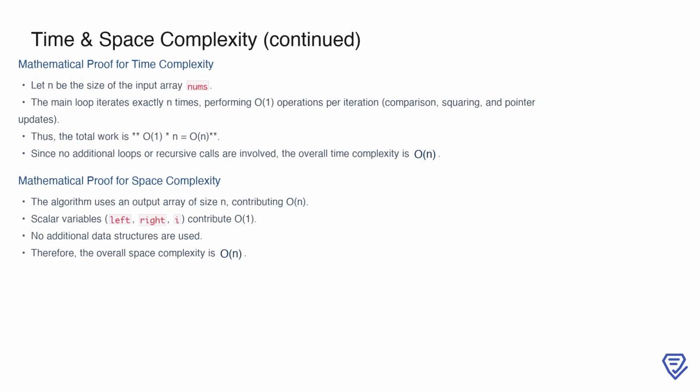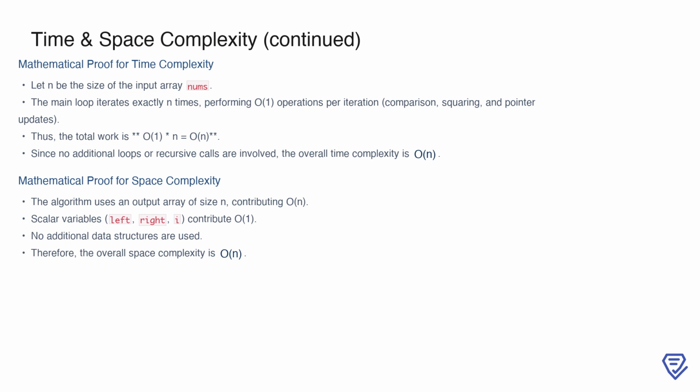To mathematically confirm the time complexity, consider that the algorithm processes an input array of size n. The main loop runs exactly n times, and during each iteration, it performs a constant amount of work, including comparisons, squaring, and pointer updates. Since each iteration involves O(1) operations and there are n iterations, the total work is O(1) multiplied by n, which simplifies to O(n). Additionally, there are no nested loops or recursive calls, so the overall time complexity is conclusively O(n).